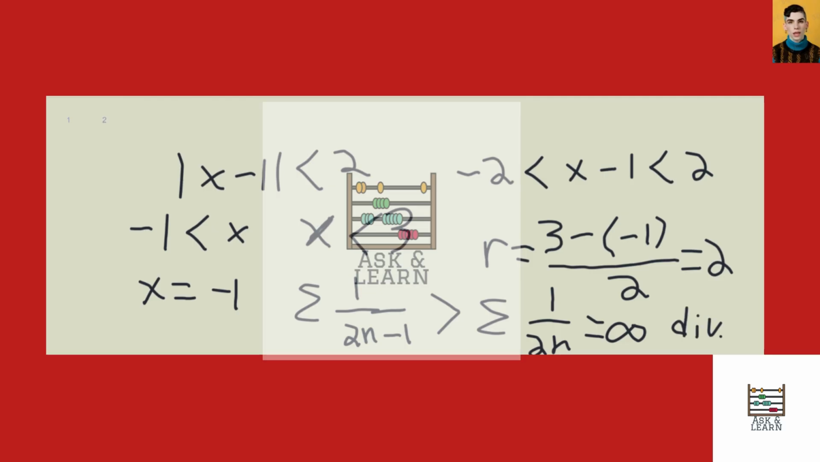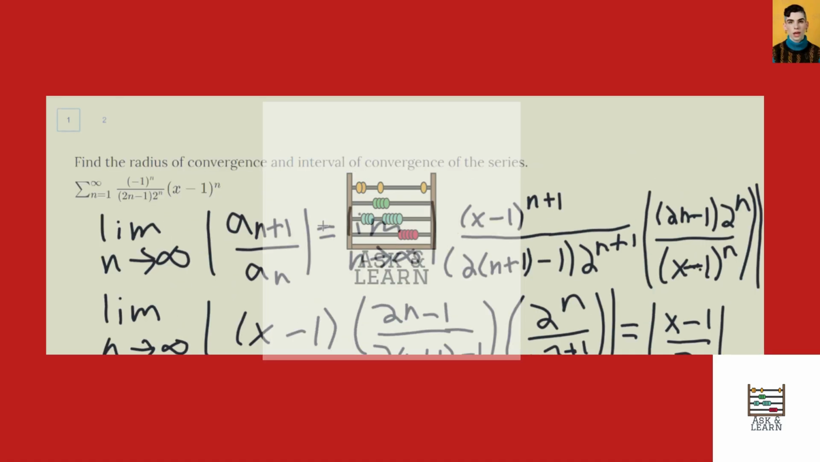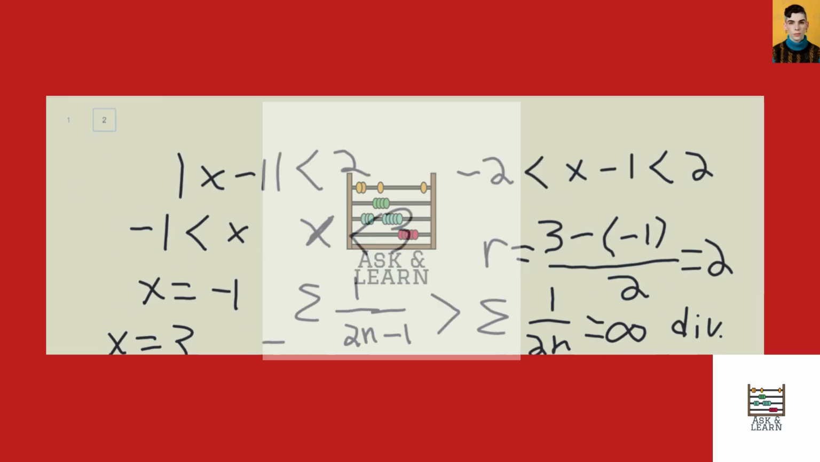So we don't want to include x equals minus 1. For x equals 3, if we plug in x equals 3 here, then we have 2 to the n canceling out with the 2 to the n down there. So then we would have (minus 1) to the n over 2n minus 1, and this is going to converge by the alternating series test. Okay, so 3 works, minus 1 does not work. So we do not include minus 1, but we do include 3.